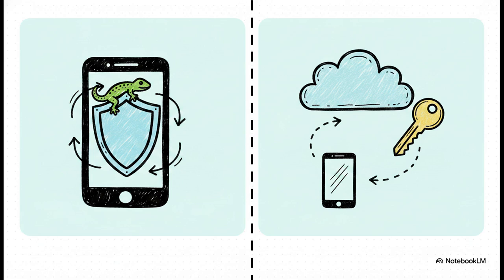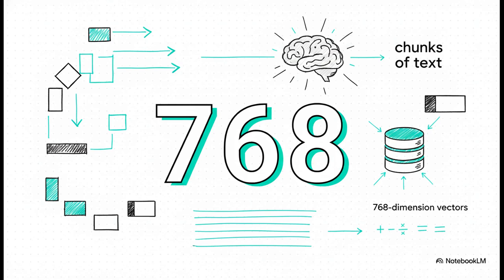Alternatively, you can use the Cloud Gemini embedder, which relies on the Generative Language Cloud API and does require a Gemini API key. If privacy, zero latency, and offline capability are your ultimate priorities, the local Gecko model is an absolute game changer. I want to pause on a specific number for a second, 768.